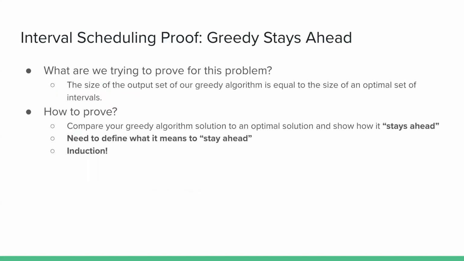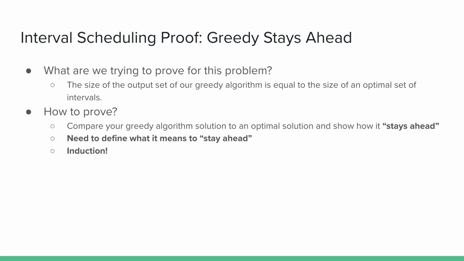Okay, so when we're doing a proof for interval scheduling, we want to go through the steps of what a greedy stays ahead proof might look like. So what are we trying to prove for this problem? We're trying to prove that the number of intervals that we can schedule using our greedy algorithm is going to be the same as the number of intervals that we can schedule using some optimal solution that's arbitrary right now.